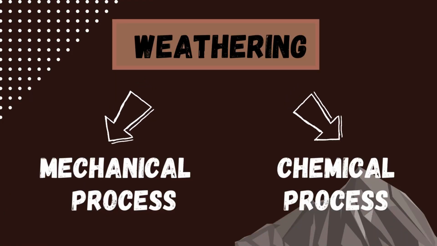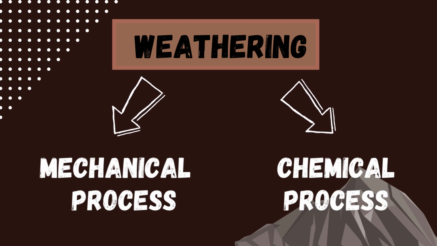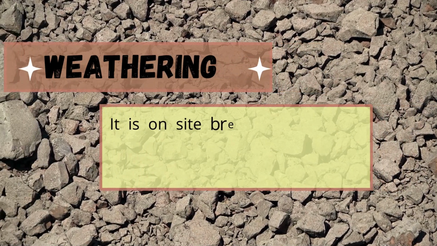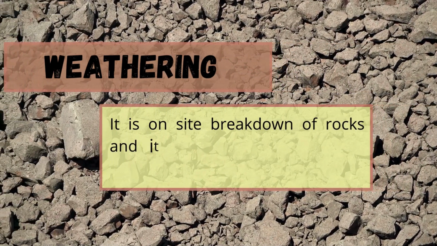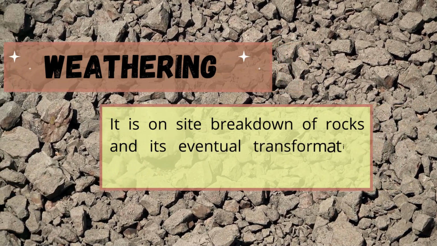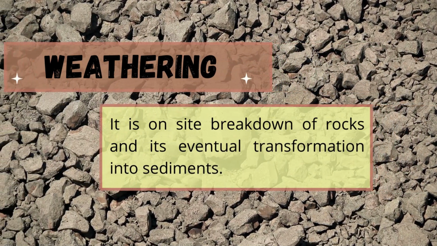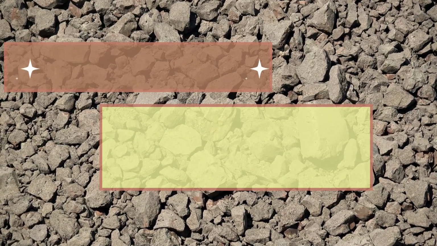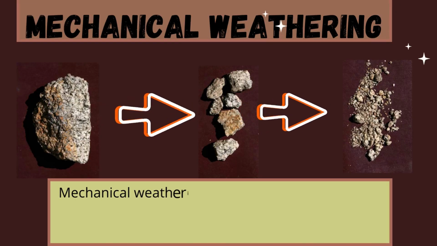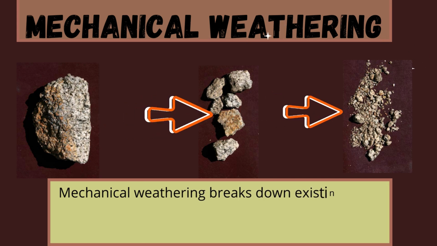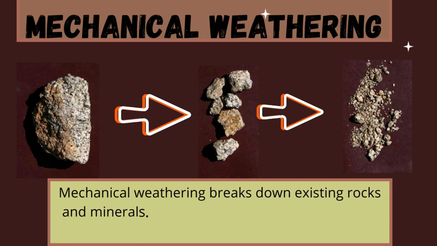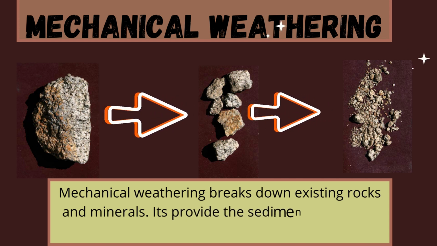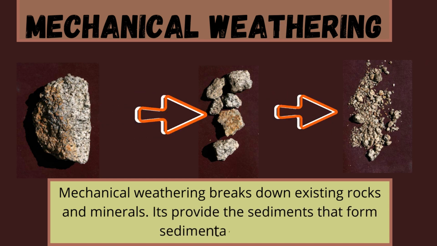Let us start our learning adventure by exploring the two types of weathering. But what is weathering? It is the breakdown of rocks and its eventual transformation into sediment. Mechanical weathering breaks down existing rocks and minerals. It provides the sediments that form sedimentary rocks.